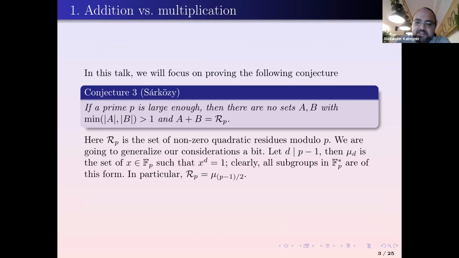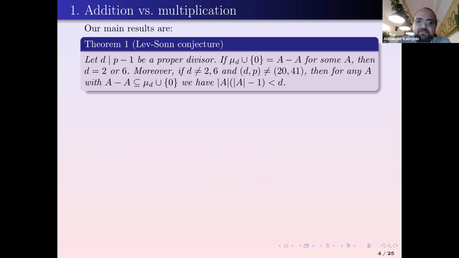We can generalize this a little bit. So let D be a divisor of P minus 1. Then we can consider the subgroup mu sub D, which is the set of D-th roots of unity in FP. So all the subgroups in FP star are of this form. And in particular, we have this identity, RP is equal to mu of (P minus 1) over 2.